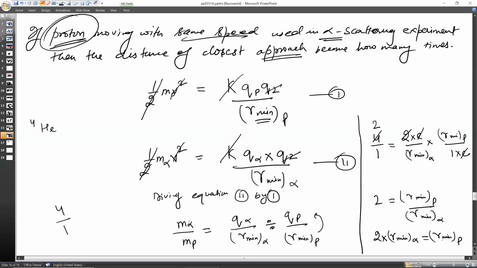Understood? Yes, sir. Is there any doubt? No, sir. Closest approach. What if I give you the same question, but instead of using the same speed, I'm saying that a proton is moving with the same electric potential, means the same voltage. Okay, then what would be the ratio?